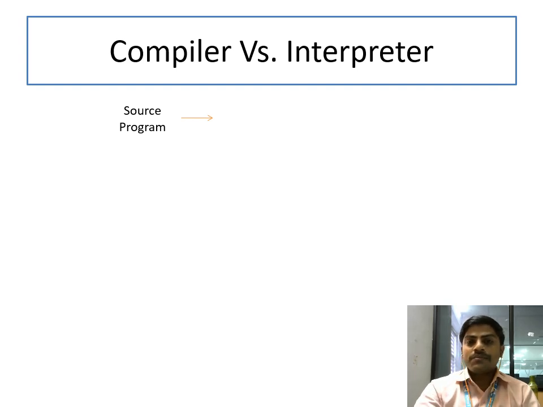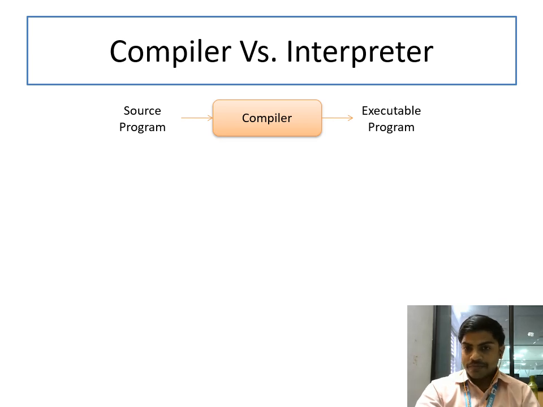Source program is fed into the compiler. The compiler will give you the executable program. Now, the compiler will also indicate if there are errors. Compiler compiles the source program entirely together, all statements together. But it will not give you the executable program unless there are no errors.